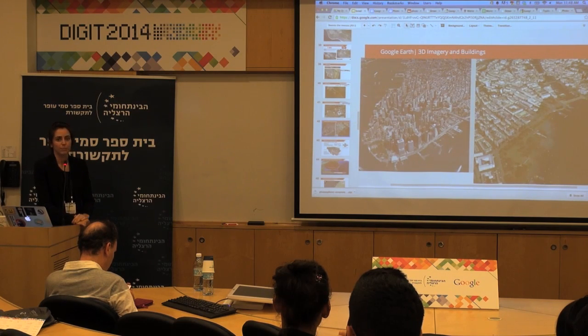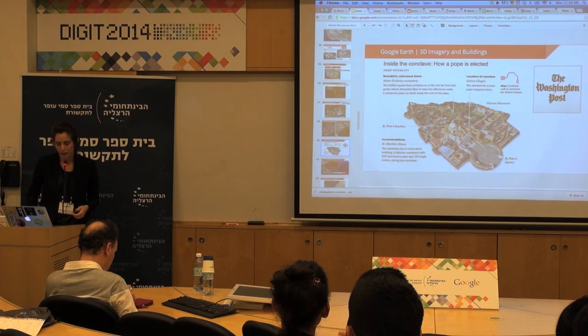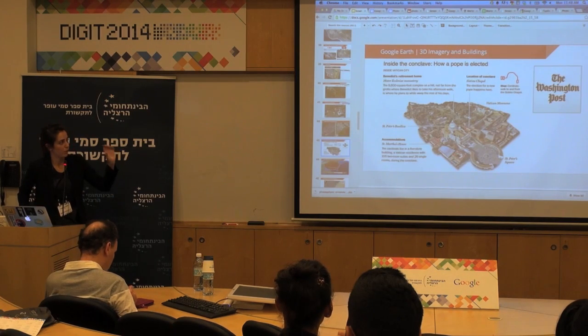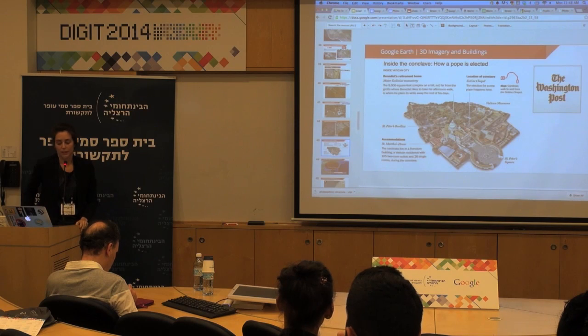It's a new level of detail that I think looks really great for your infographics and the stuff that you're working on. This is just one during the Papal Conclave. The Washington Post used Rome, which is one of our 3D imagery cities, and they just took a still grab and made an infographic with it, which went in print as well as online.